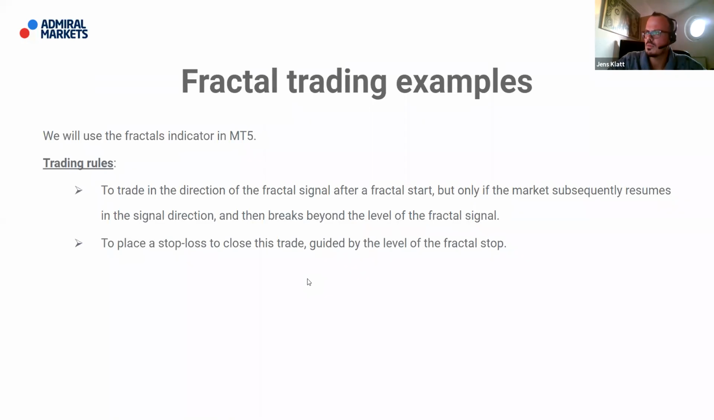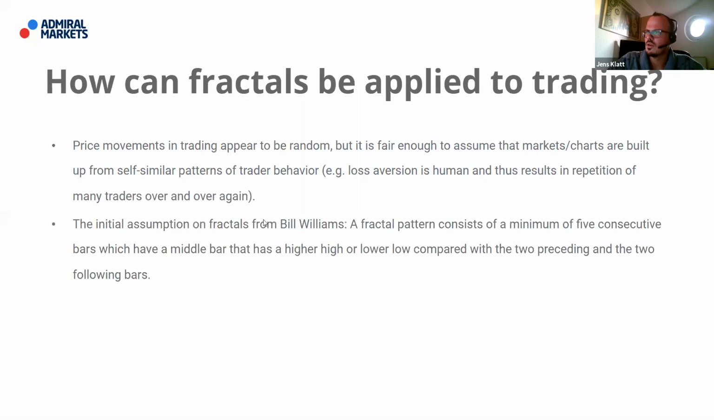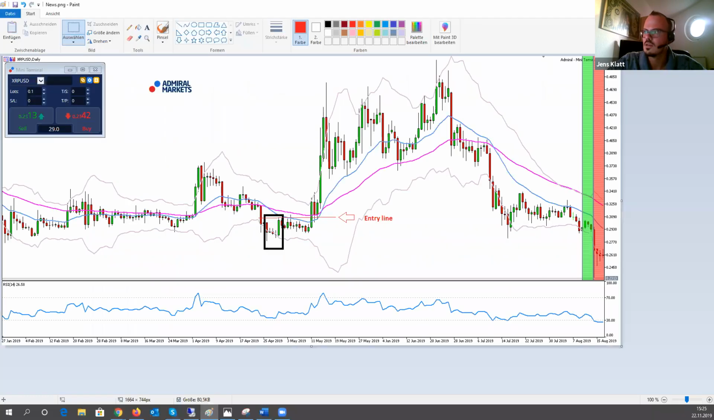Let's go probably back here to this point here. The initial assumption of fractals from Bill Williams is that a fractal pattern consists of a minimum of 5 consecutive bars, and this is repeating itself. So very similar also when it comes to Elliott waves, for example. Let me just see whether I can find, yeah, there we have it.